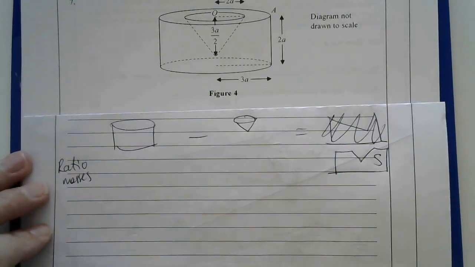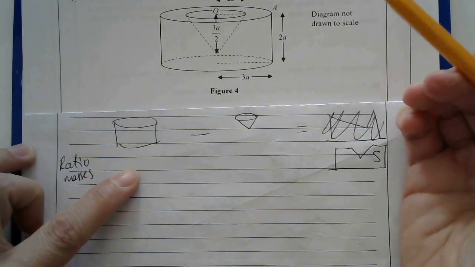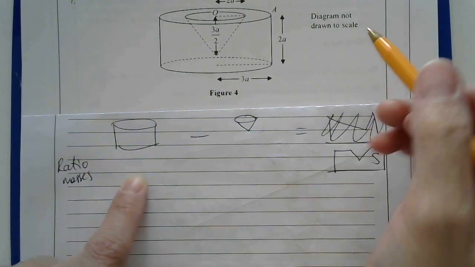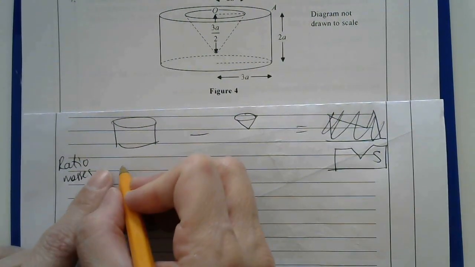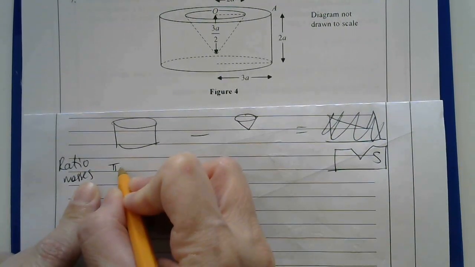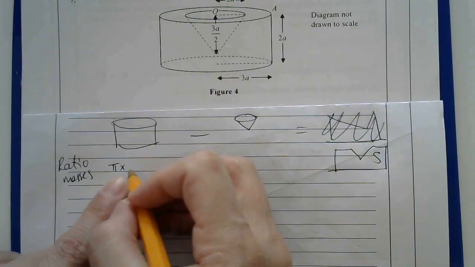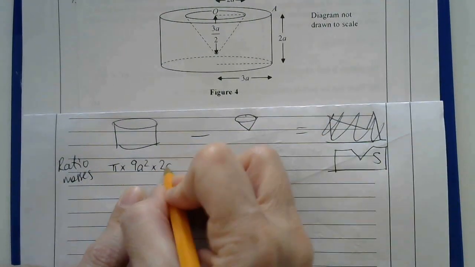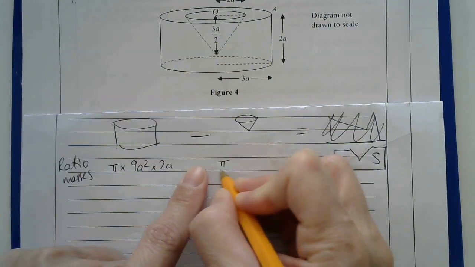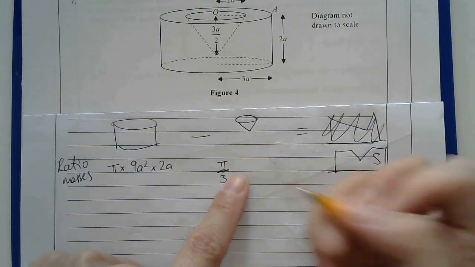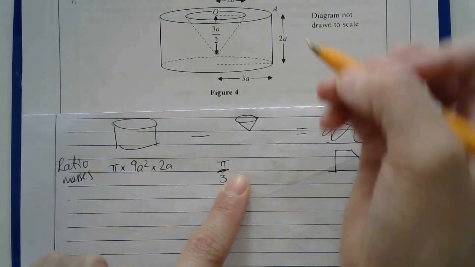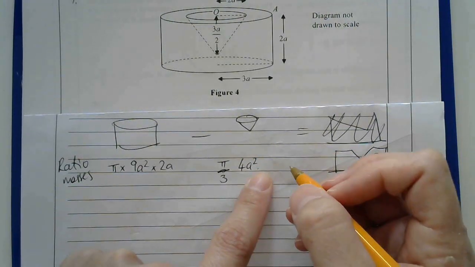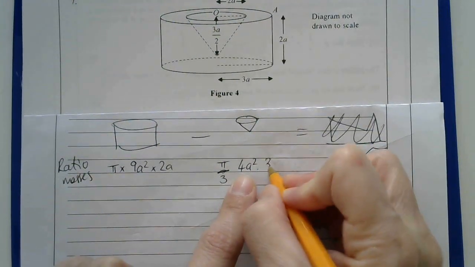Here I need to use something that is proportional to the mass, and as this is a solid, I can use the volume. The volume of a cylinder is pi r squared h, so I'll do pi times the radius squared, the radius is 3a, so I end up with 9a squared, multiplied by the height, which is 2a. For the cone, I use pi over 3 times r squared h. The radius is 2a, so if I square that, I end up with 4a squared, times the height of the cone, which is 3a over 2.